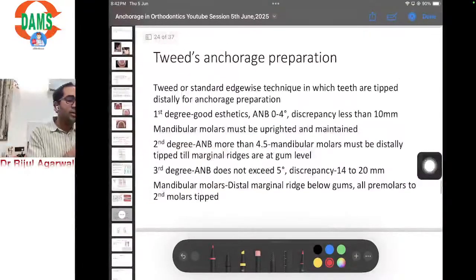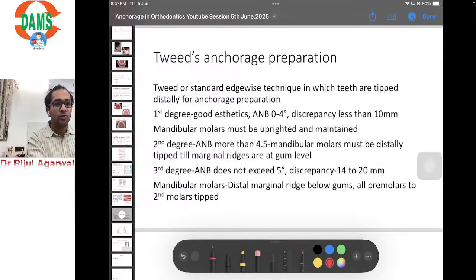Next is a slide on Tweed's anchorage preparation. It was used earlier. He classified the anchorage system into first, second and third degree. You just need to memorize these values. First degree anchorage preparation is for cases in which the aesthetics are good, the ANB is between 0 to 4 degrees and the discrepancy is less than 10 mm. So the molars are kept upright and maintained. Second degree, the ANB is more than 4.5 degrees.